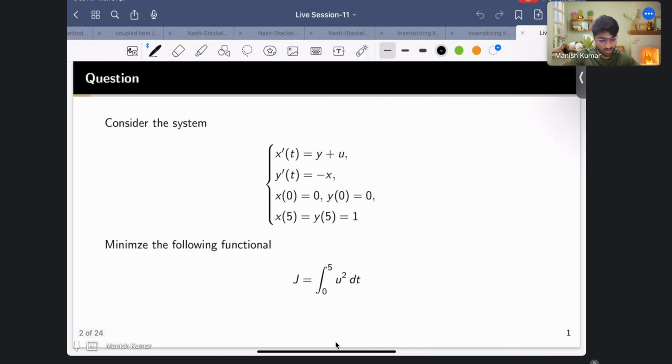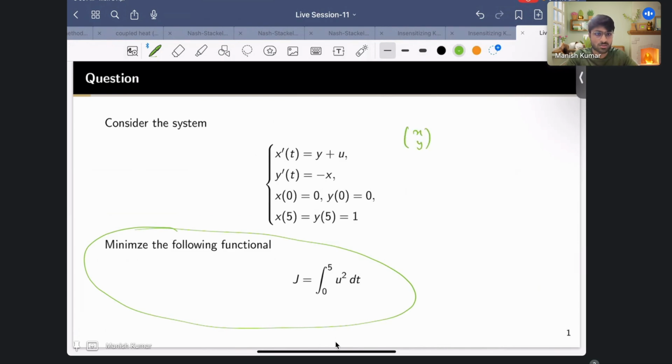Let me first introduce this example. Forget about this functional first. Just consider this control system. You can clearly see that x and y are the states, and u is the control.